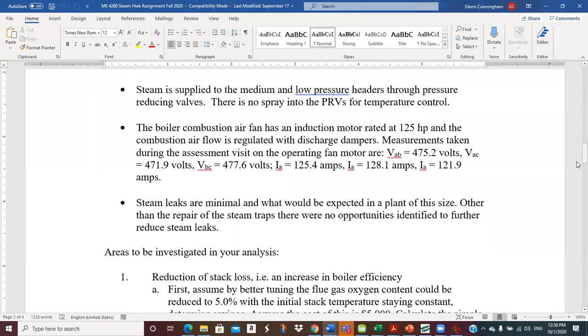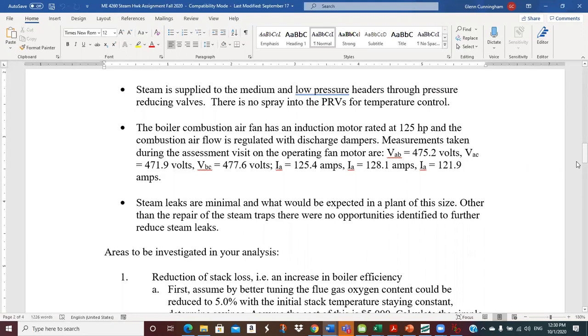There's the information. Boiler combustion air fan has an induction motor rated at 125 horsepower. Combustion airflow is regulated with discharge dampers, which we now know are extremely inefficient. Measurements taken during the assessment visit on the operating fan are VAB. So you've got phase A, phase B, phase C. You've got 3 different wires in front of you. You open up the panel.